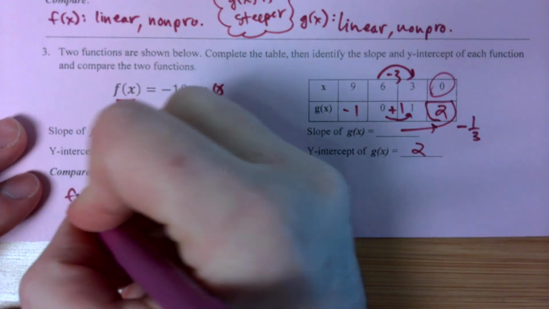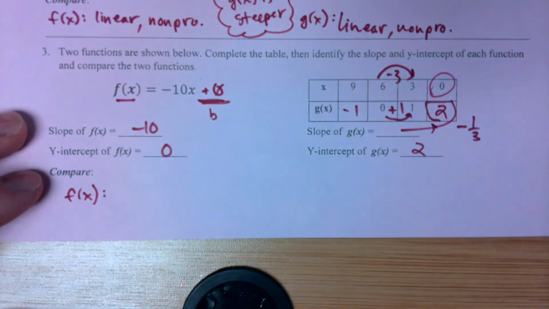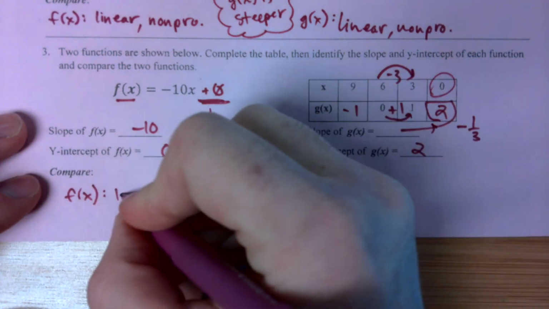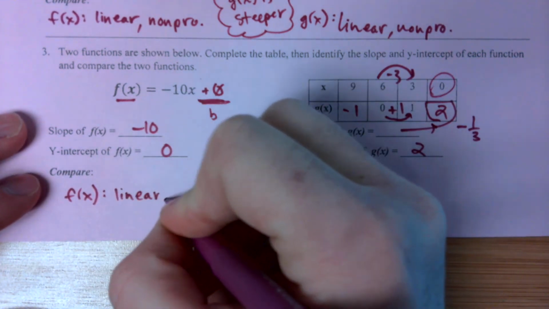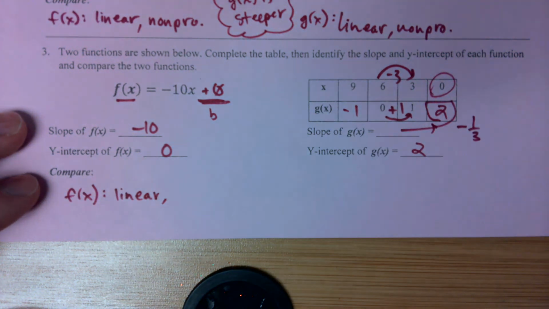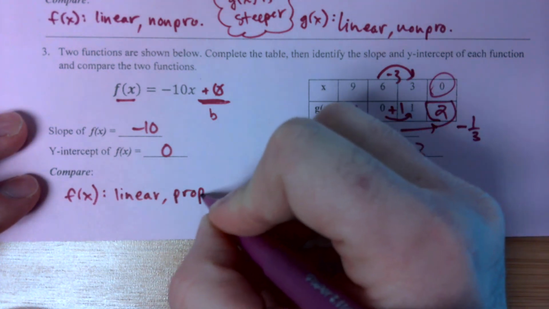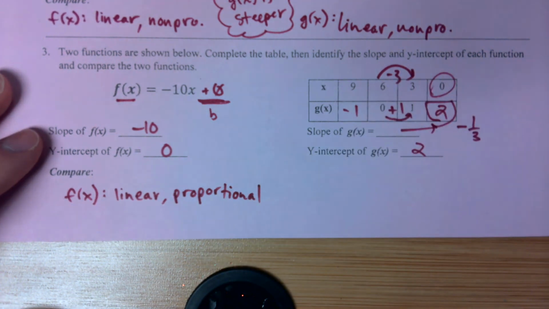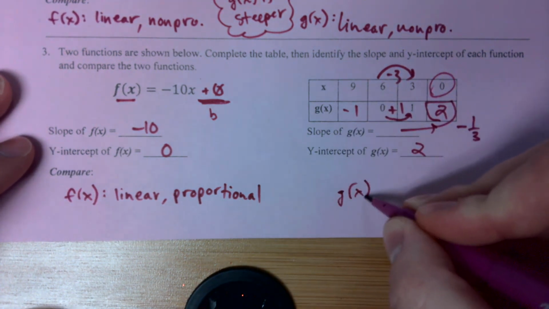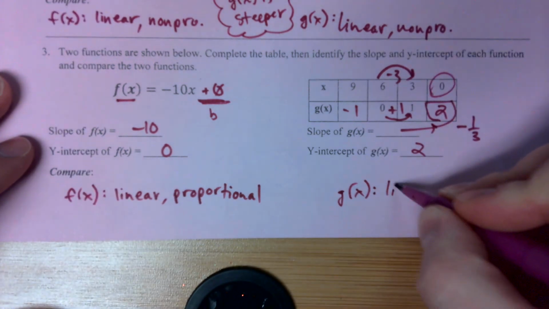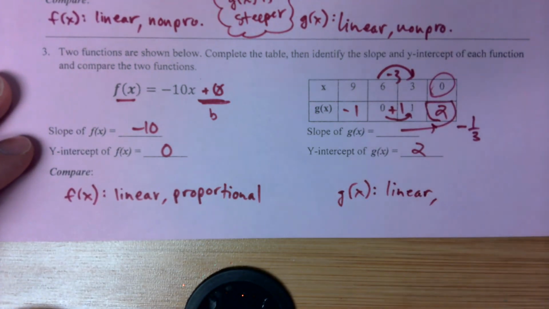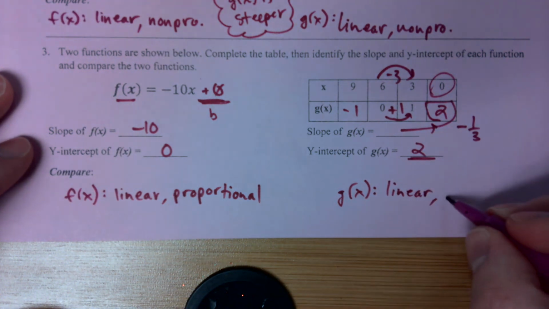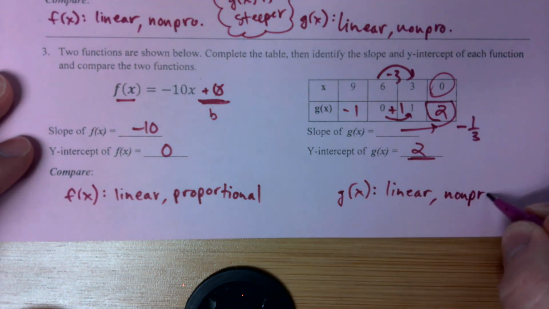So f of x, is f of x linear? Yes, it is. I don't see any exponents. Is f of x proportional? Yes, it is. This one is actually proportional. No b value, right? Or b value is equal to 0. What about g of x? Is g of x linear? Yes, we found a slope. Is g of x proportional? No, it's not. Our b value is not 0. It is non-proportional.